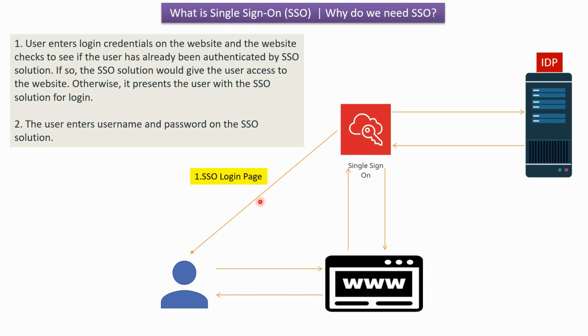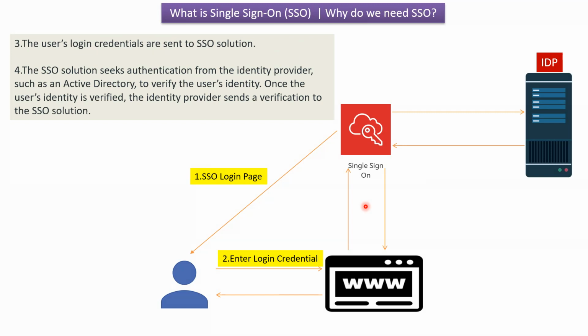Then the user enters username and password on the SSO solution. The third step is that the user login credentials are sent to the SSO solution. The fourth step is that the SSO solution seeks authentication from an identity provider such as Active Directory to verify the user identity. Once the user's identity is verified, the identity provider sends a verification to the SSO solution.